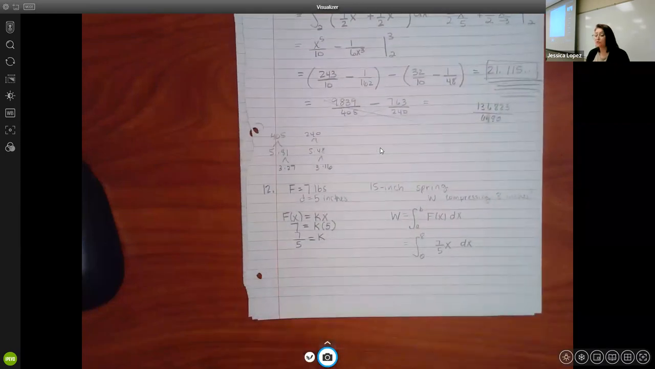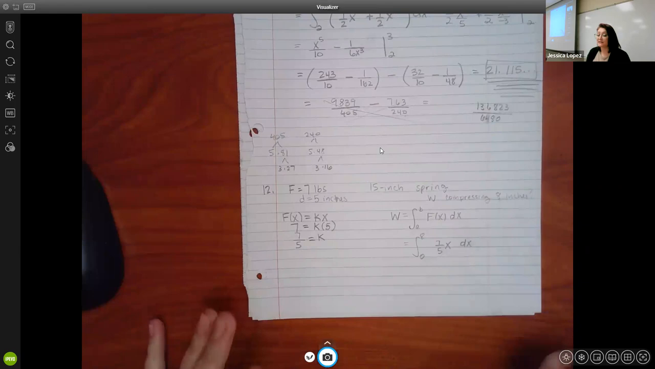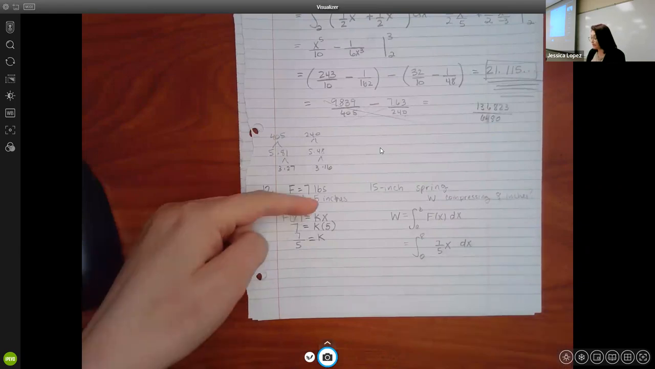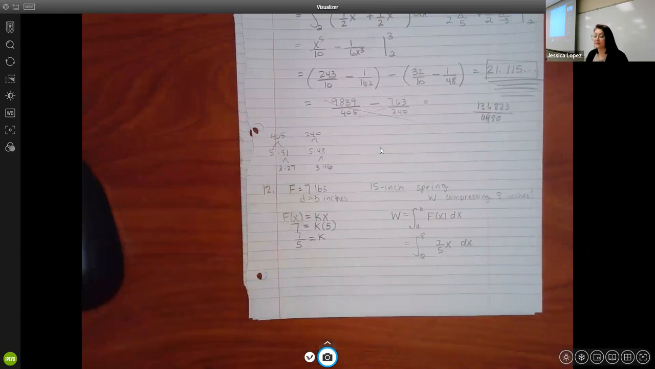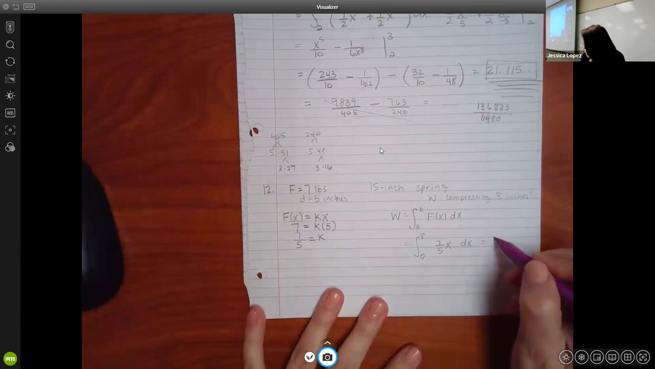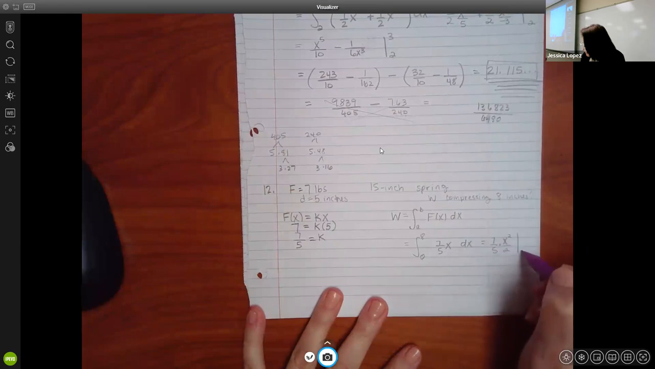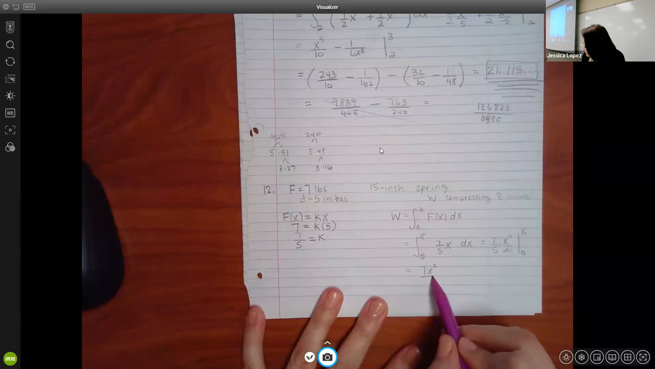So it's very much worth writing in your note sheet, right? If it doesn't say additional, you start at 0 and go to whatever that number is. But if it says the word additional, start where it left off and then add those 8 inches to get the top bound, okay? But here, it's not any complicated computation. You have 7/5 times x squared over 2 evaluated from 0 to 8. So 7x squared over 10.